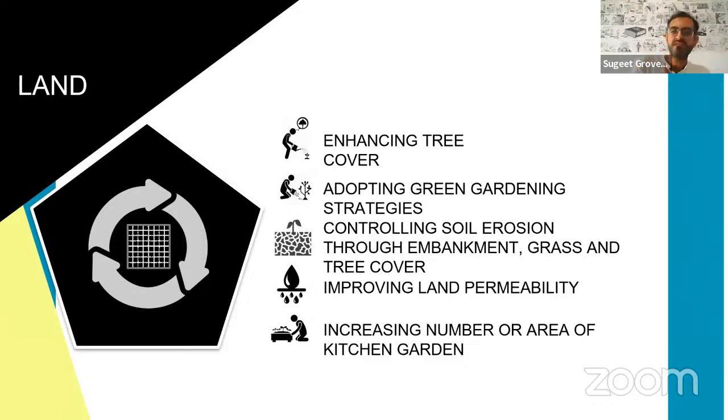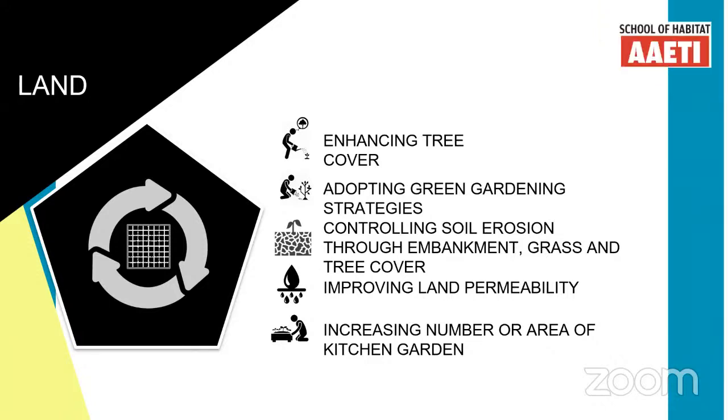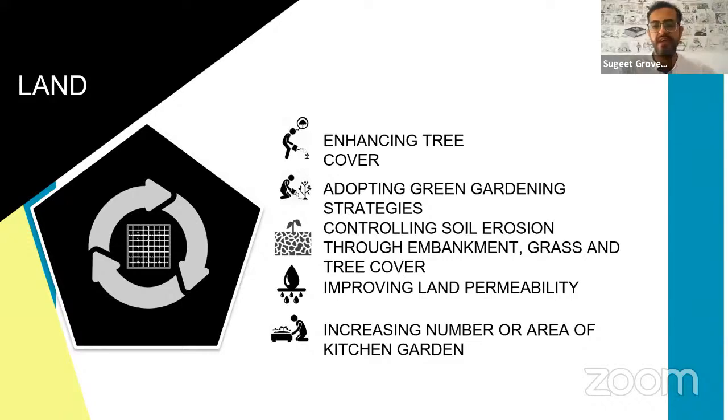Is it enhancing tree cover? Is it adopting green gardening strategies? Is it controlling soil erosion? Is it improving land permeability? Or is it increasing the area of kitchen garden? So I'll start off with that. Is it 1, 2, 3, 4, 5? What do you think would be the strategy that most campuses are willing to adopt? What do you think campuses would have answered? I believe you can just write in the chat box, is it 1, 2, 3, 4, or 5?